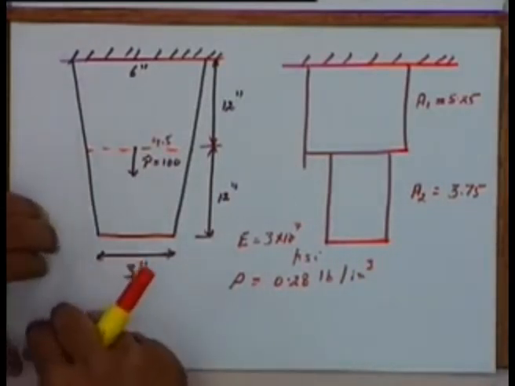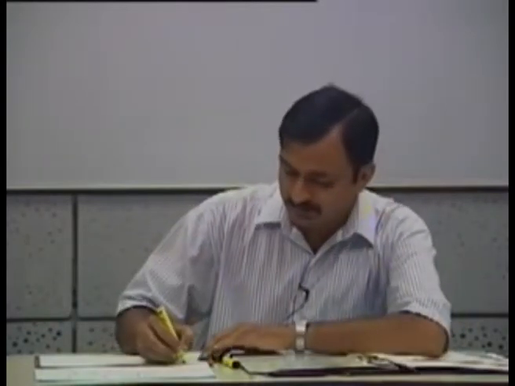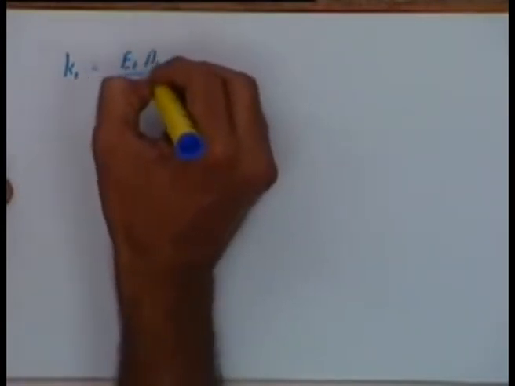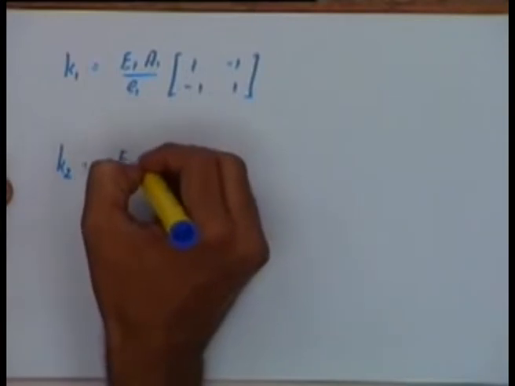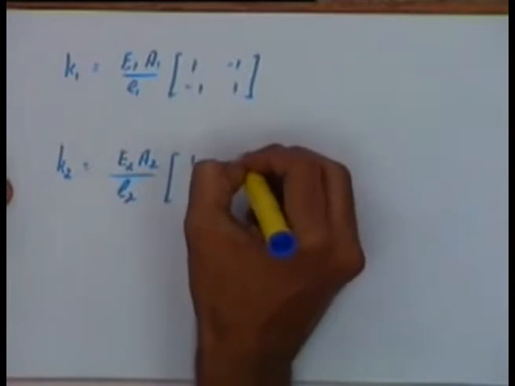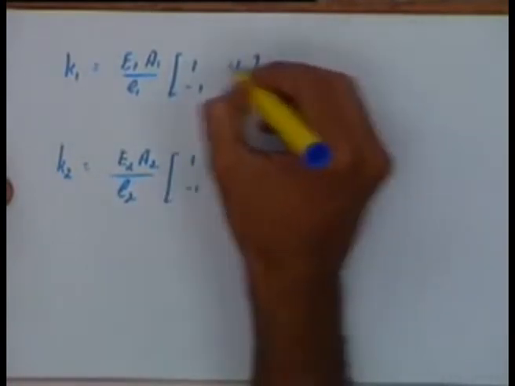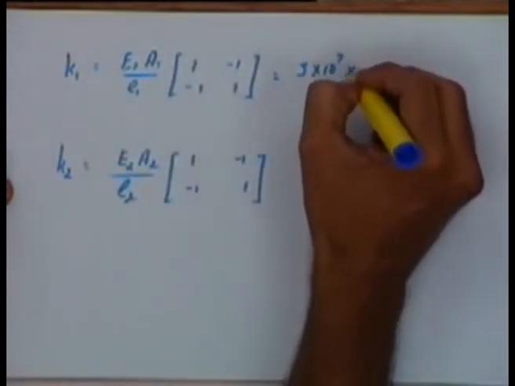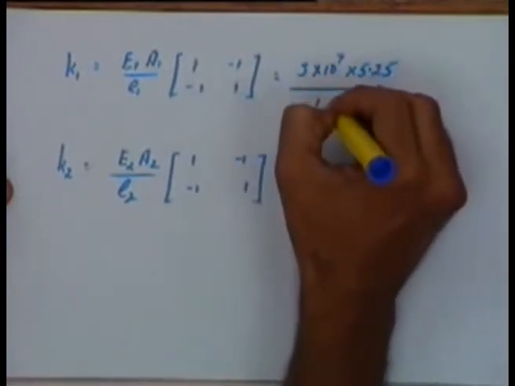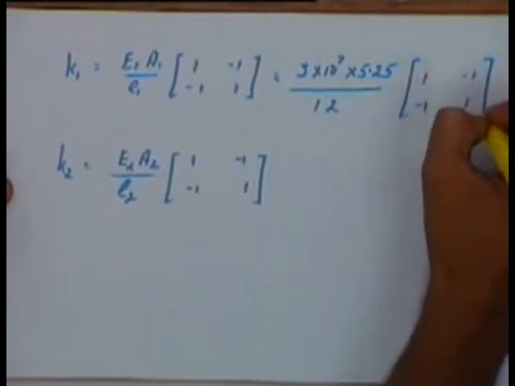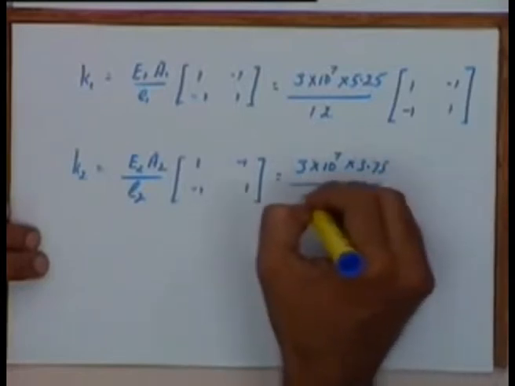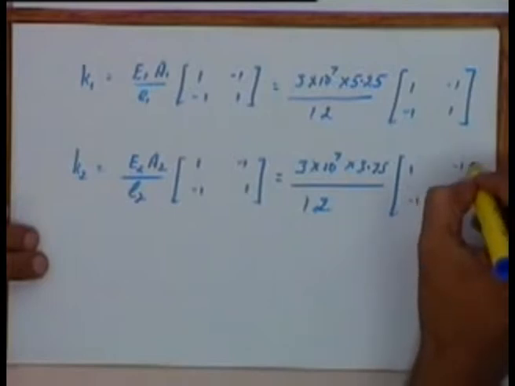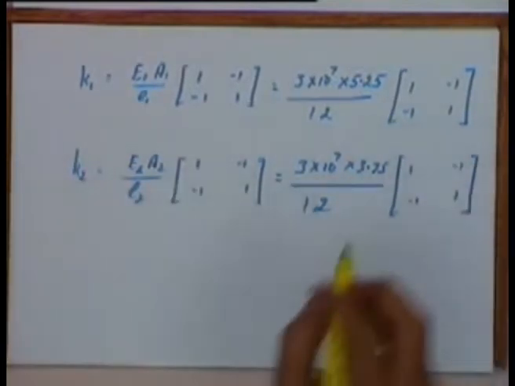Okay, and for these we have written down the elemental matrices, that is K1 is equal to E1 A1 by L1 multiplied by [1 minus 1; minus 1 1], and K2 will be equal to E2 A2 by L2 multiplied by [1 minus 1; minus 1 1]. So we had derived these matrices.